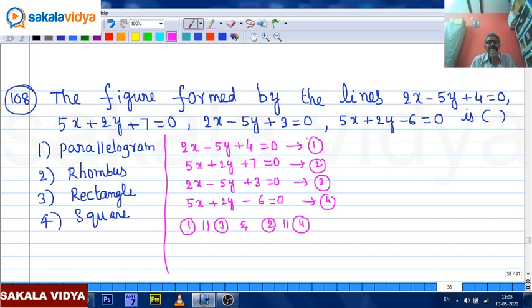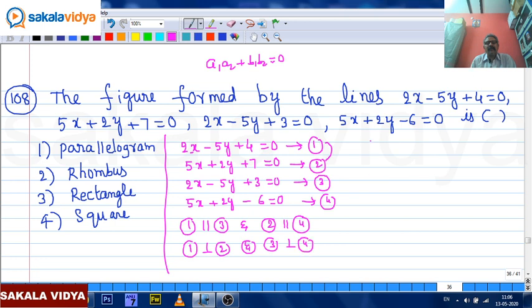And one more thing, 1 and 2 are perpendicular. You see, slopes are 2 by 5 and minus 5 by 2. The condition is a1 a2 plus b1 b2 must be 0. You check: 5 into 2 is 10, 10 minus 10 is 0. So, 1 and 2 are perpendicular. Similarly, 3 and 4 are perpendicular.